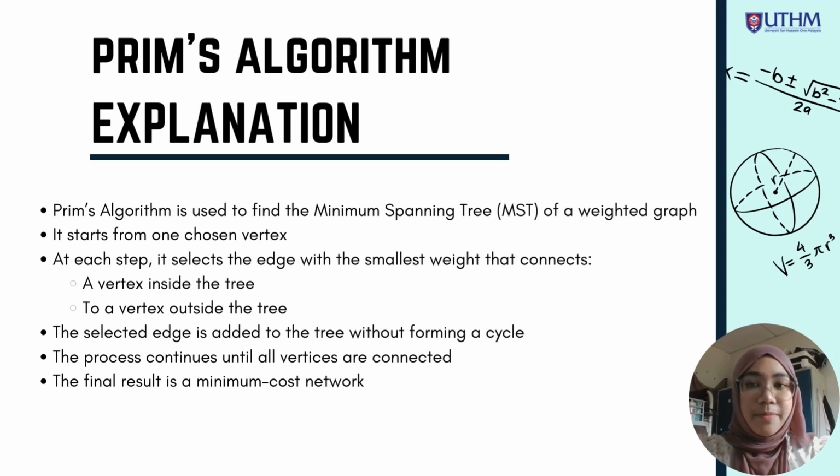So, let me explain more about Prim's algorithm. Prim's algorithm is used to find the minimum spanning tree of a weighted graph. It starts from one chosen vertex. At each step, it selects the edge with the smallest weight that connects a vertex inside the tree to a vertex outside the tree. The selected edge is added to the tree without forming a cycle. The process continues until all vertices are connected, and the final result is a minimum cost network.